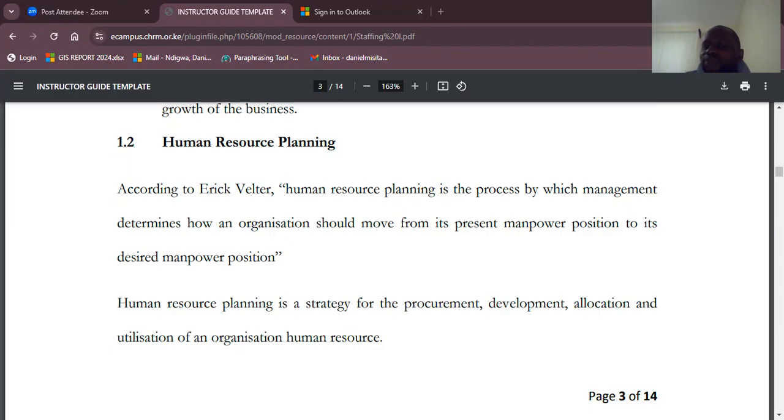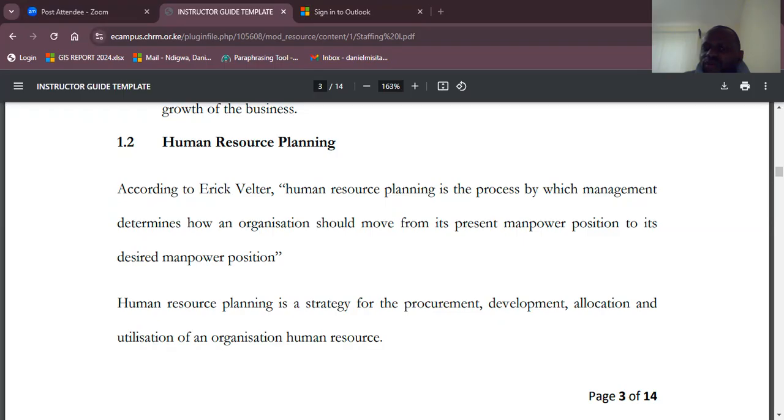So human resource planning helps the organization to analyze the current manpower. And when we talk about current or present manpower, we are talking about the people who are already working for that organization. And they will always look at the various departments and try to analyze the manpower vis-a-vis the work that they are doing. So in the event there is a gap, that is when human resource planning comes into play.